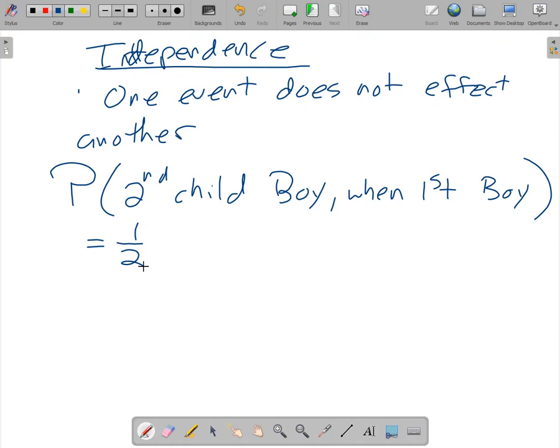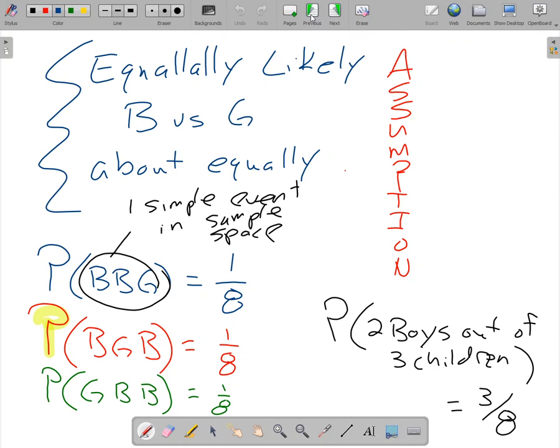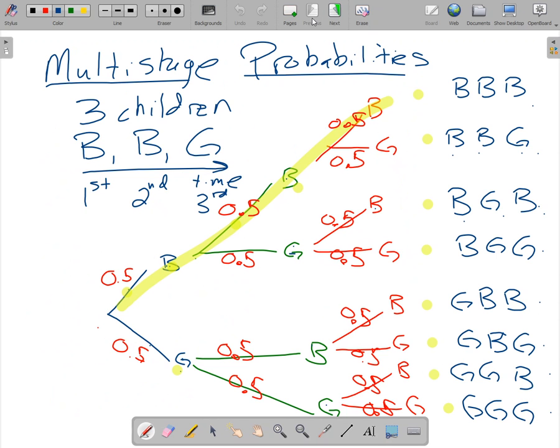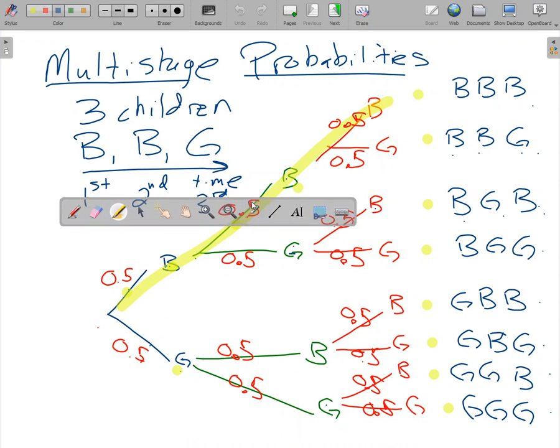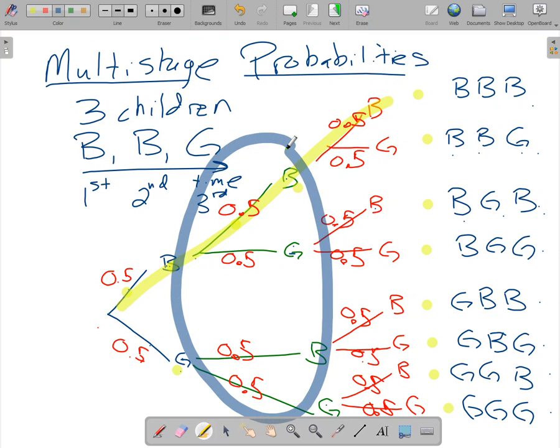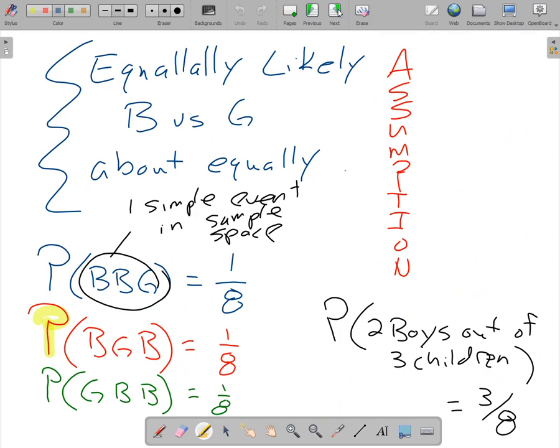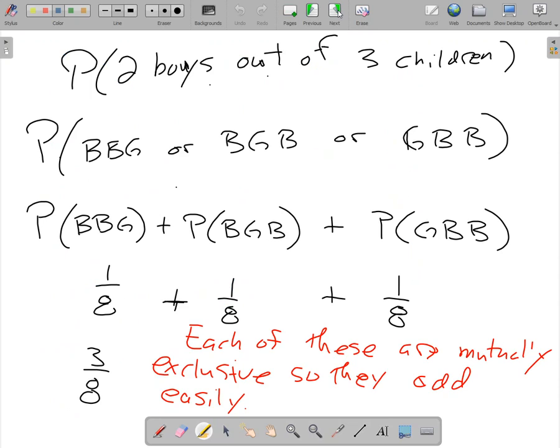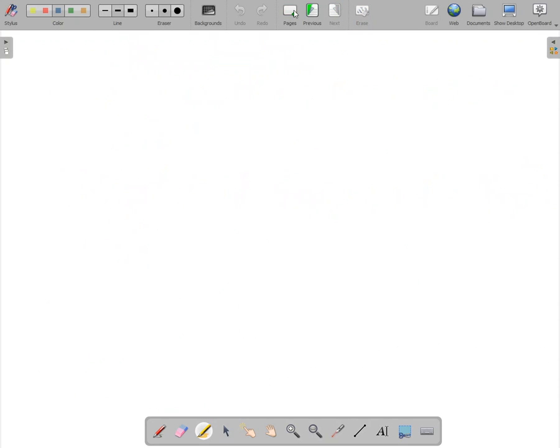So sometimes things are independent, sometimes they're not. We always have to question that. So that kind of goes back to my tree here. The probabilities didn't change from one stage to another, and a stage is when we make a new set of branches. When I move from the first child to the second child, the probabilities stay the same. That means they're independent events. We'll do an example next when they're not independent. Okay, so I want you to help me fill out this table for this set of probabilities.